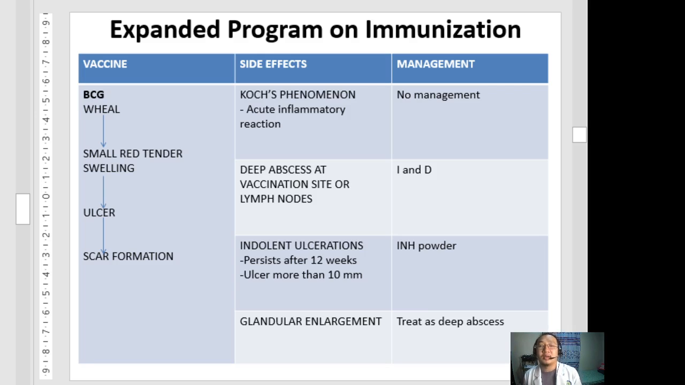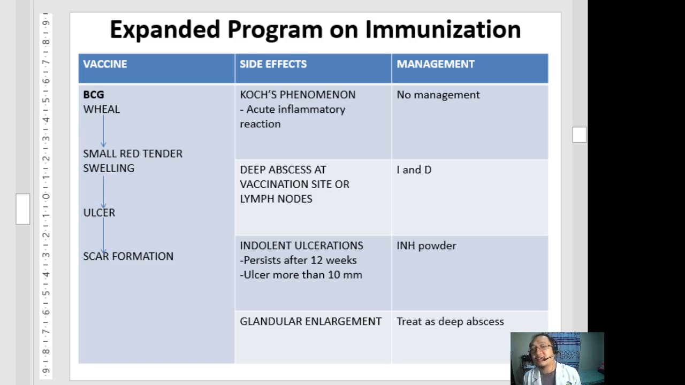Okay, BCG is administered intradermally, as we have mentioned, and we all know that intradermal injections should produce a wheal, or induration, a small circle in your skin, and this will later on develop into a small red tender swelling, to an ulcer, and to scar formation.